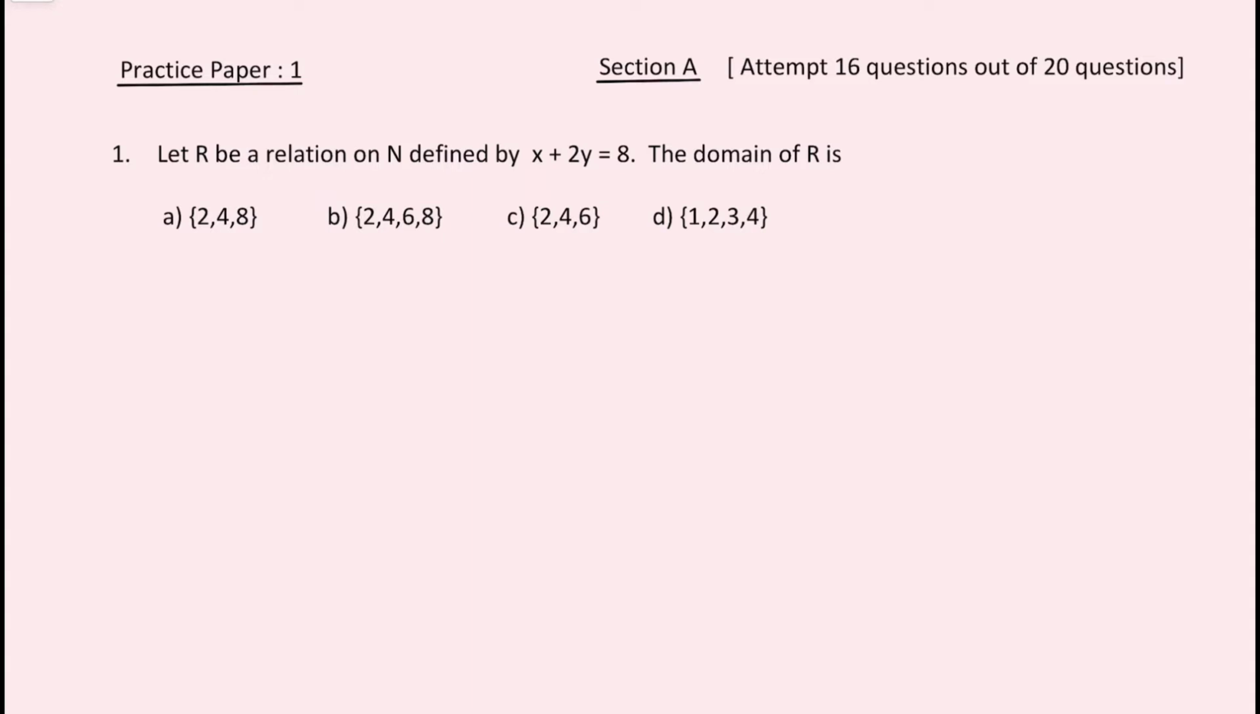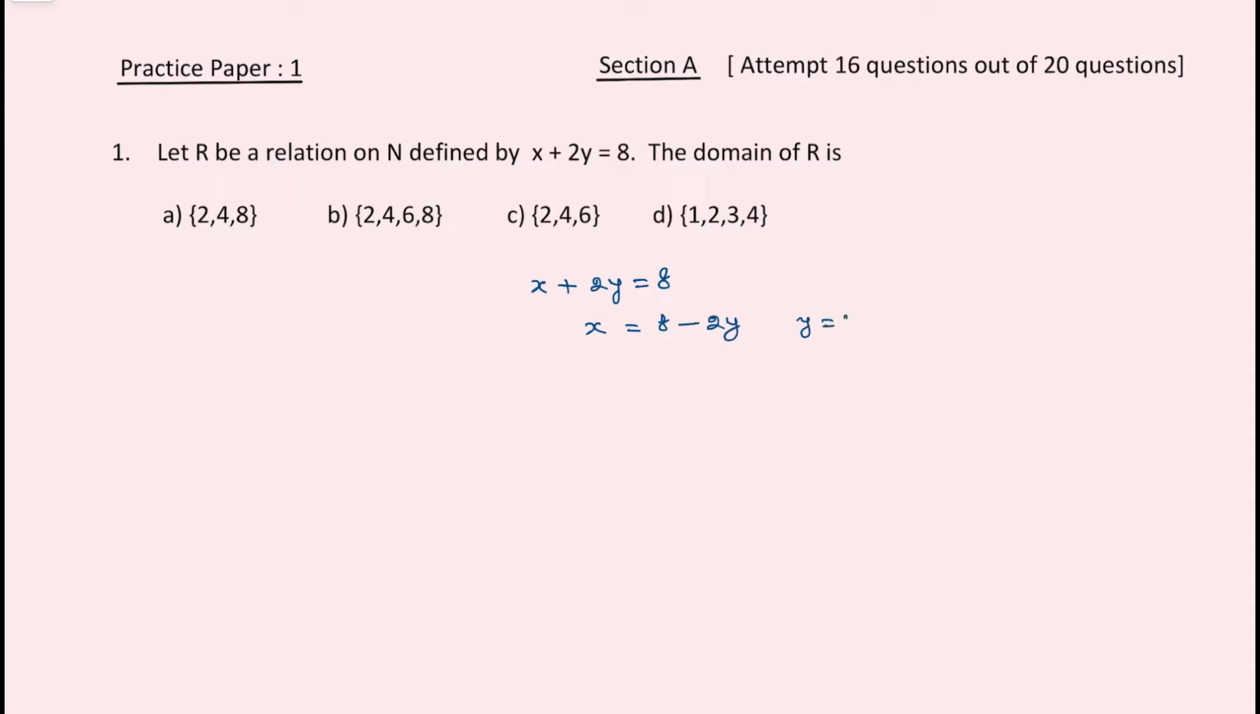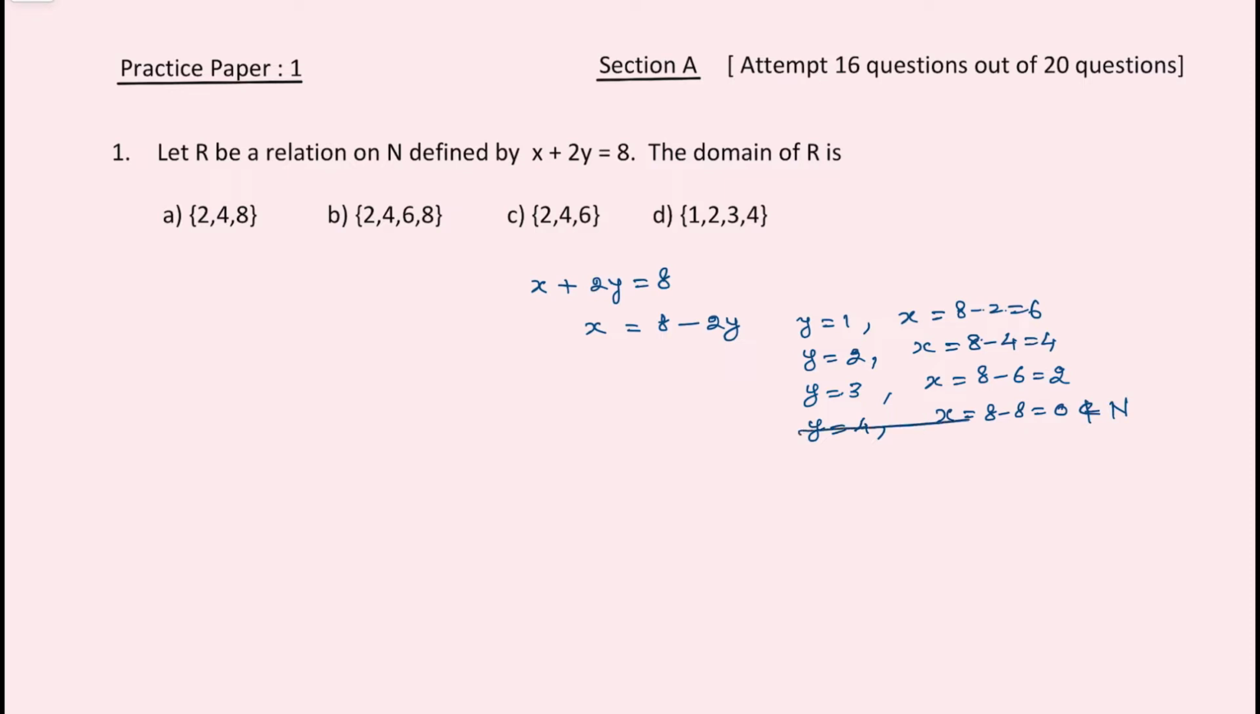The domain of R: x plus 2y is 8, so it is easy to write for x, 8 minus 2y. If y is 1, x will be 8 minus 2, 6. If y is 2, x will be 8 minus 2 twos are 4, 4. If y is 3, x is 8 minus 2 threes are 6, 2. If y is 4, x will be 8 minus 8, 0. But it doesn't belong to the natural number set. So we should not take y as 4.